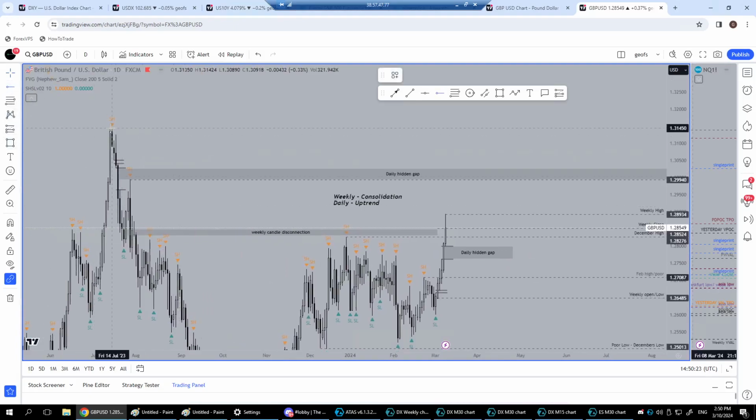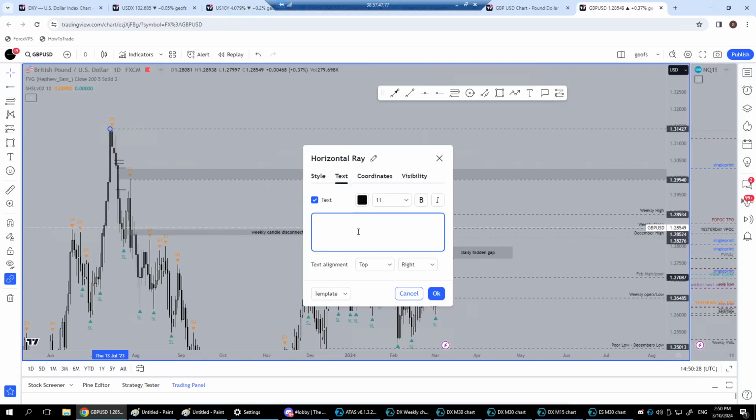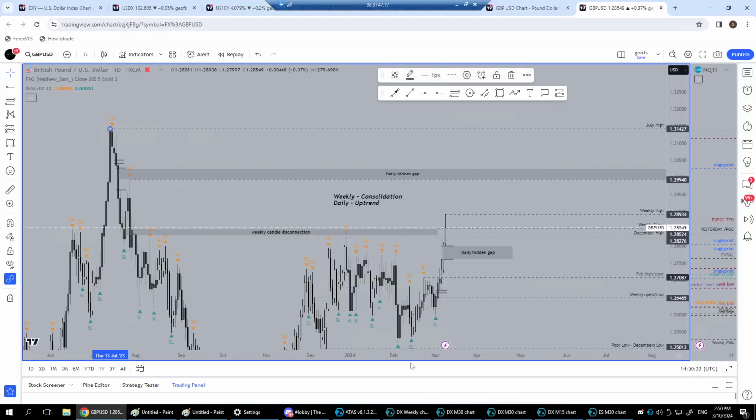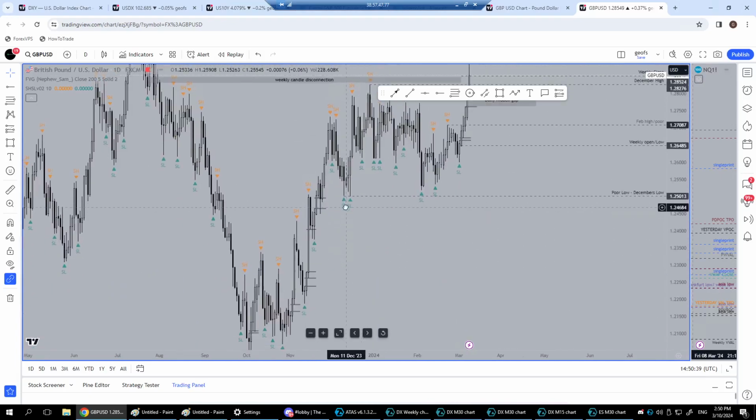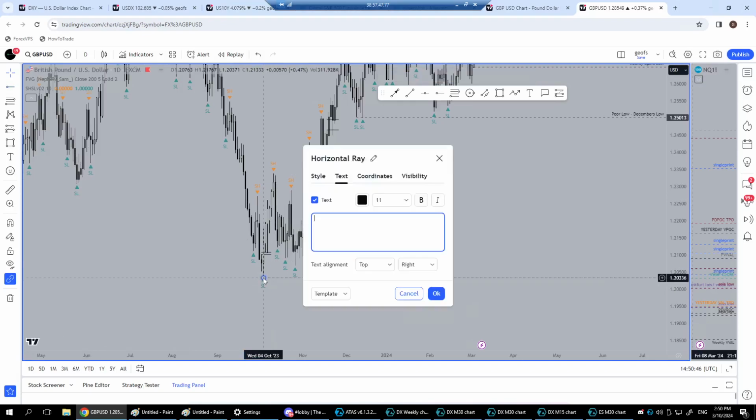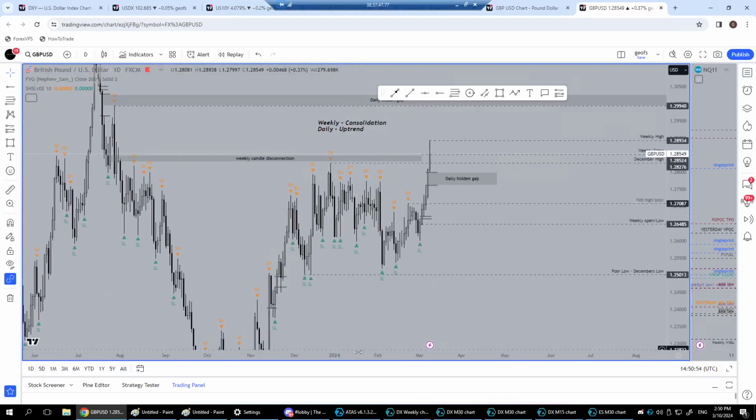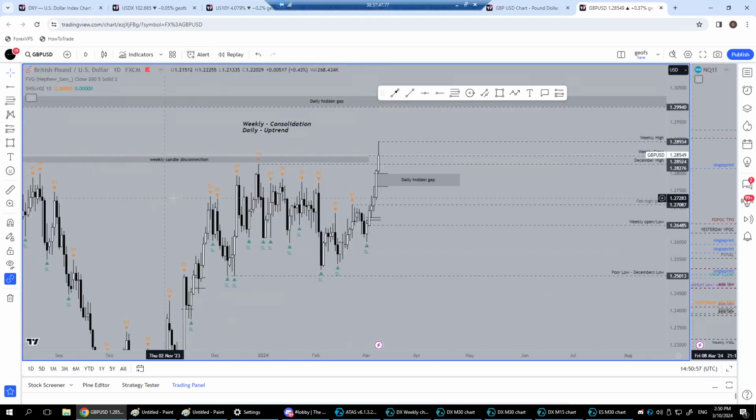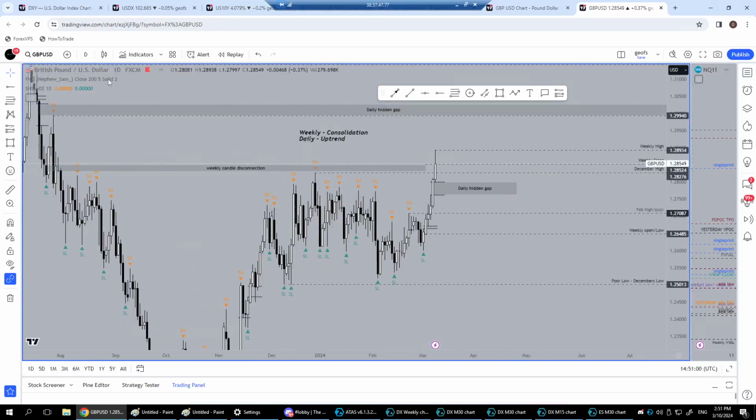Got this. What's this? July high. The market could be going up to the July high. I don't want to automatically assume that it's going to go down here. October low. Nothing really to say much on the daily. Got daily uptrend.